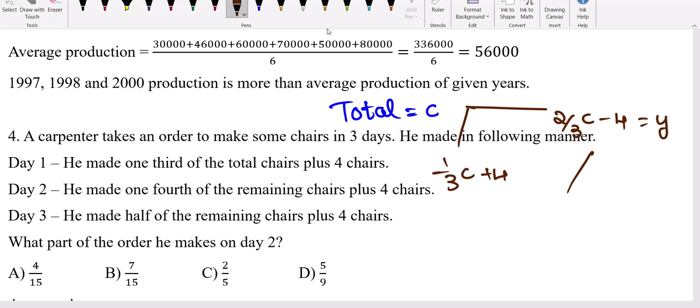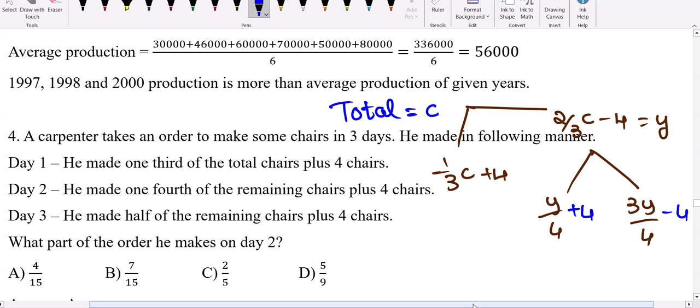I'll take all this equal to y. Now y by 4 is gone. Then what is remaining? I'm taking the entire expression equal to y. Y by 4 gone, then 3y by 4 will be available. And here 4 extra he made, so the remaining task is minus 4. Again, to make things easy, I'm calling this equal to z.